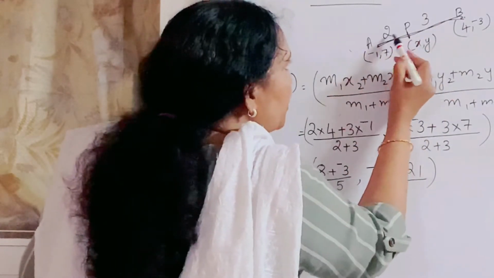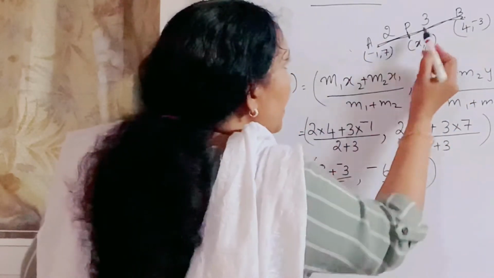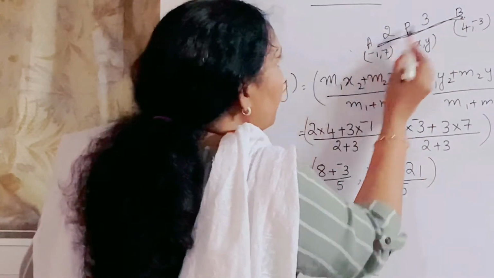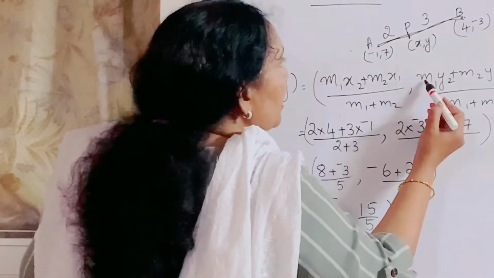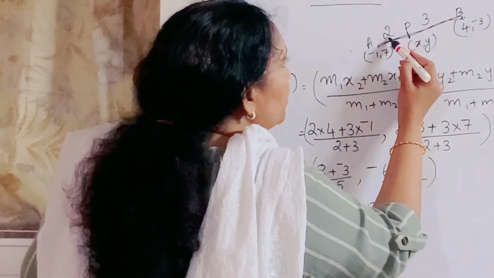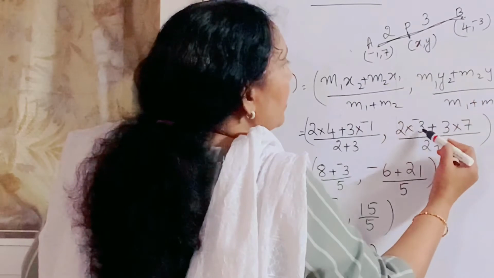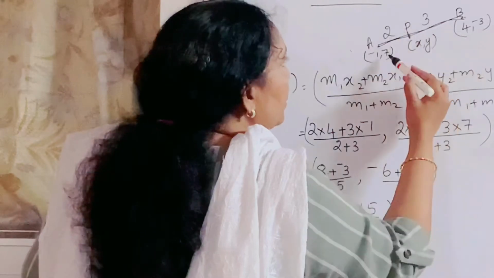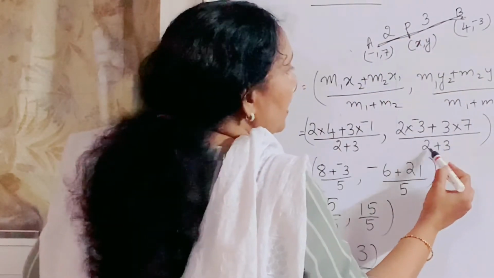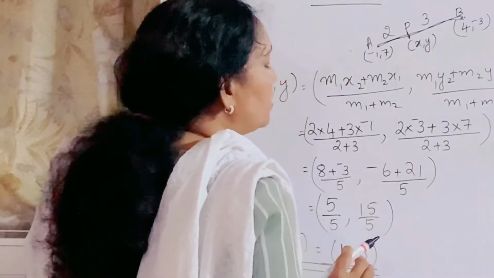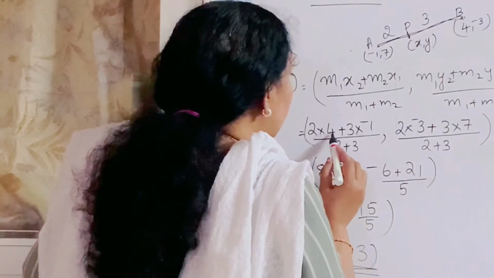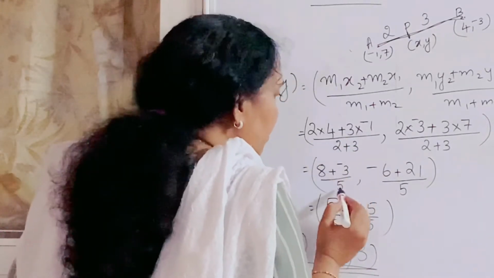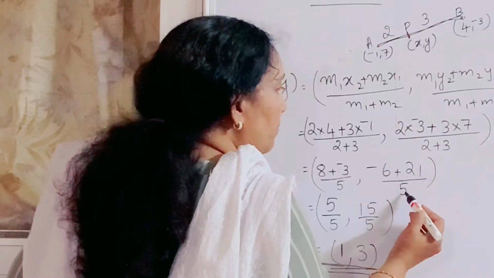m1 x2, that means 2 into 4, plus m2 x1, that means 3 into negative 1, divided by m1 plus m2, that means 2 plus 3. Here m1 y2, that means m1 is 2, 2 into y2 which is negative 3, plus m2 y1, that means m2 is 3, 3 into y1 which is 7, by m1 plus m2, that is 2 plus 3. Then 2 into 4 is 8. Then 3 into negative 1 is negative 3. Divided by 5. Here negative 6 plus 21 by 5.